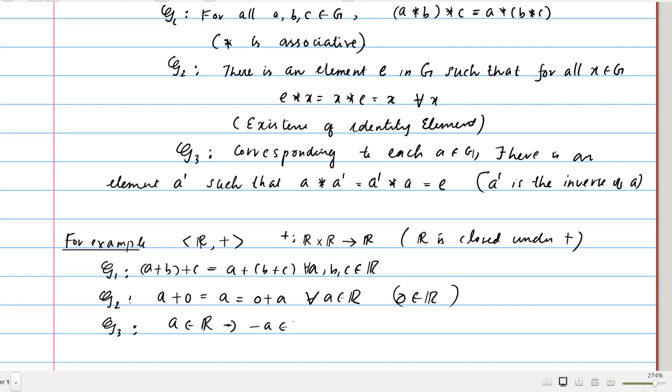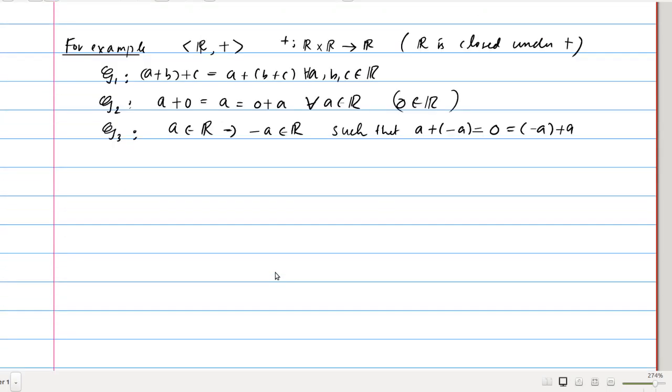Negative number is also an element of R, such that A plus minus A gives 0, which is the same as minus A plus A. So this establishes the existence of an inverse element for each A belonging to R. Okay, so this shows that R under addition is an example of a group.